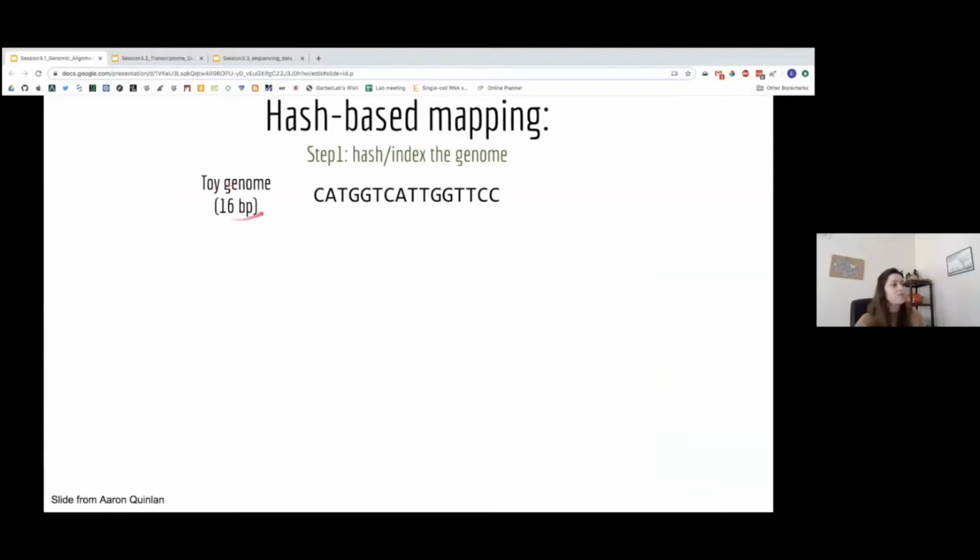Let's say we have a toy genome. In this case, instead of 3 billion bases, we're only going to have 16, and this is your entire genome. If we were to create an index for this genome, we first have to choose what is the hash size, so what is the k-mer size for this index, and we chose 3. That means that we're going to create an index that is composed of 3-letter words. So the first word in this genome will be CAT.